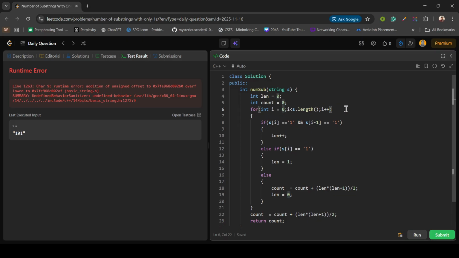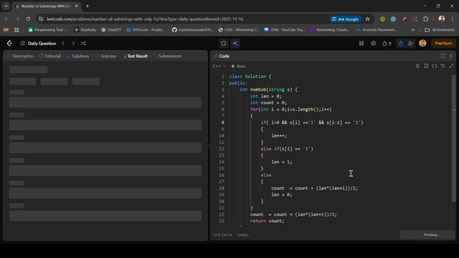We should start this with, just a second. We should also write that if i is not equal to 0, or if i is greater than 0. Okay, we forgot this edge test case.